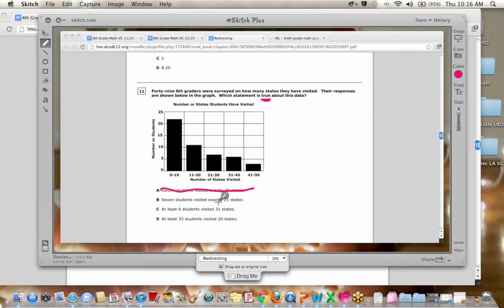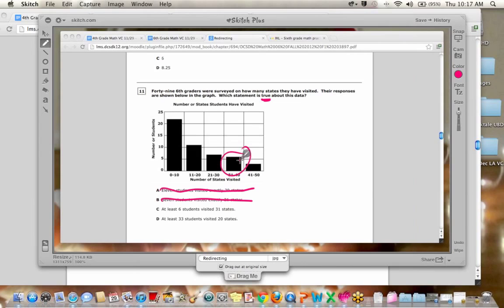7 students visited exactly 21 states. Yeah, no. There's that word exact again. We can't tell from the data if it's exact. At least 6 students visited 31 states. Okay, let's go and look. Oh, yeah, okay.